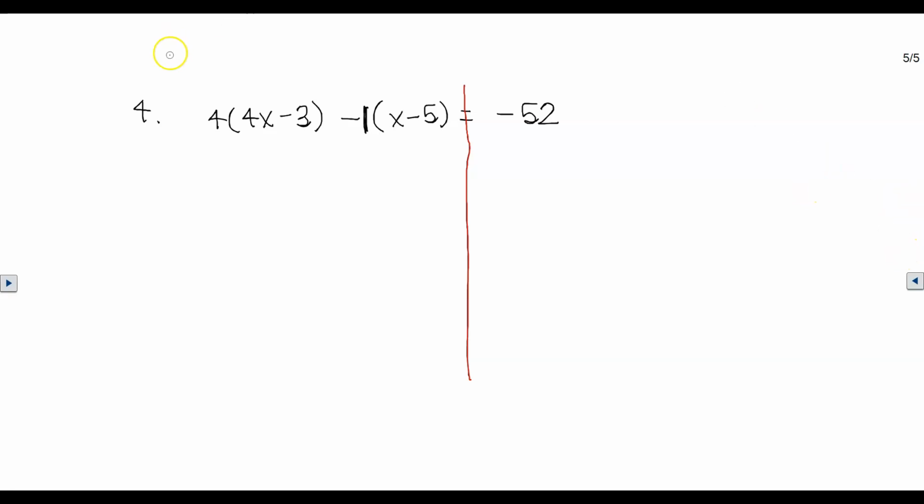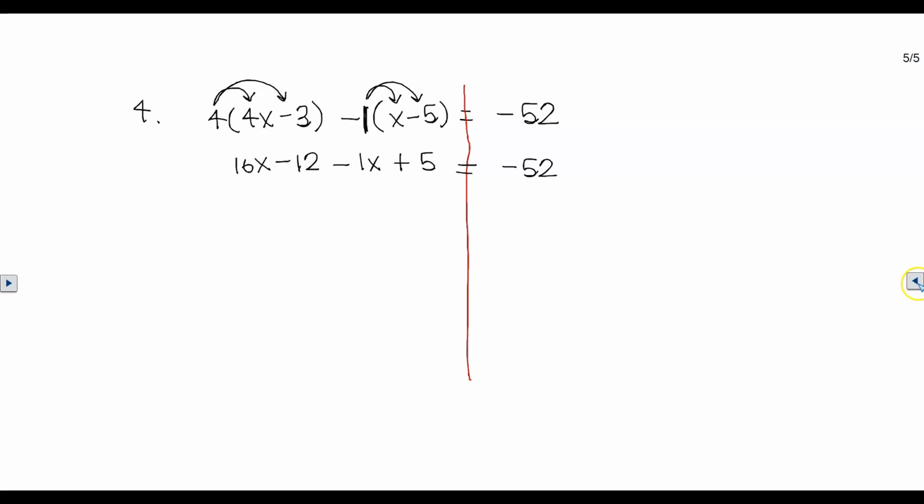Okay, so on this problem, step 1, do we need to distribute? The answer is yes. So we will do 4 times 4x, 16x, and 4 times negative 3, negative 12. Now we'll distribute our negative 1, so negative 1 times x gives us negative 1x, and negative 1 times negative 5 gives us positive 5. All of that is equal to a negative 52.